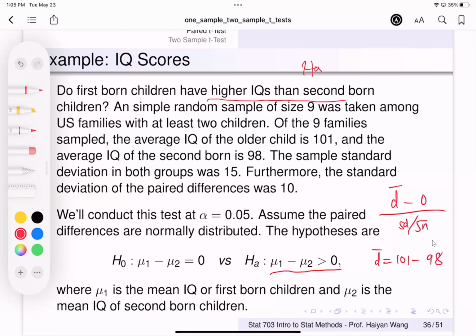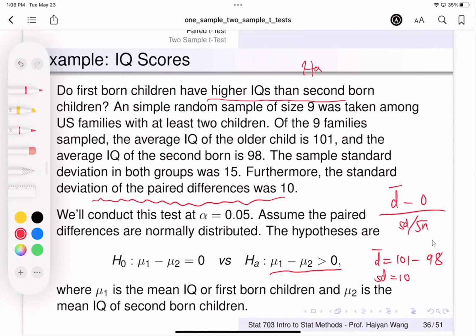And then the SD, here we have two sentences. One saying that the sample standard deviation in both groups was 15. And the other one says that the standard deviation of the paired difference was 10. What we need is the standard deviation of the paired differences. We do not really care about the standard deviation of single population or single sample. We only care about the standard deviation of the paired differences. So SD here is equal to 10.